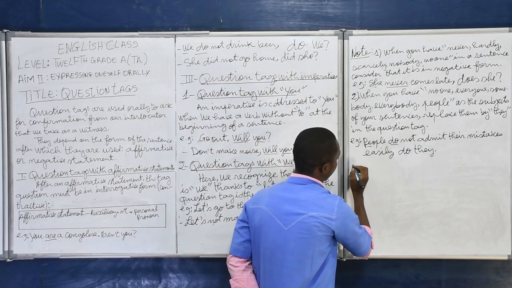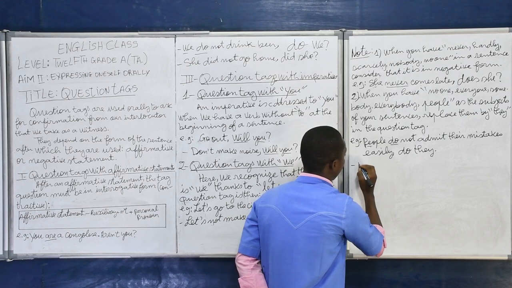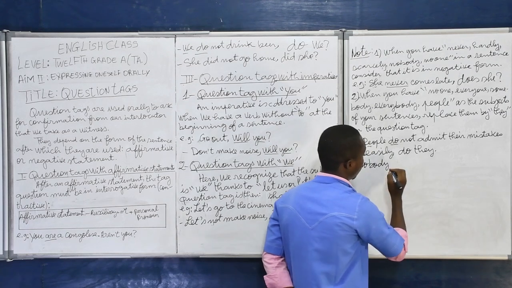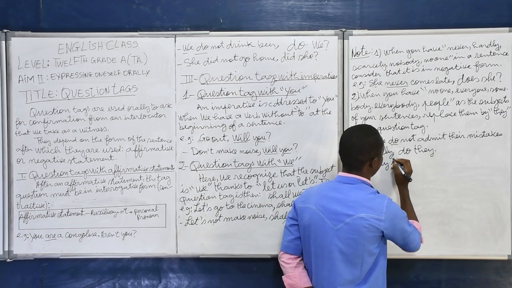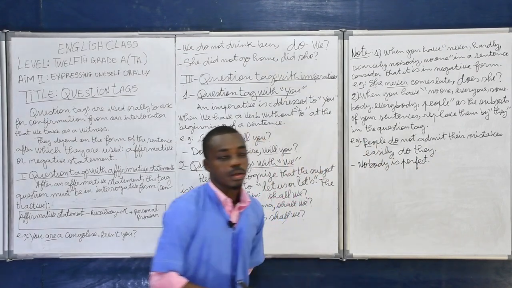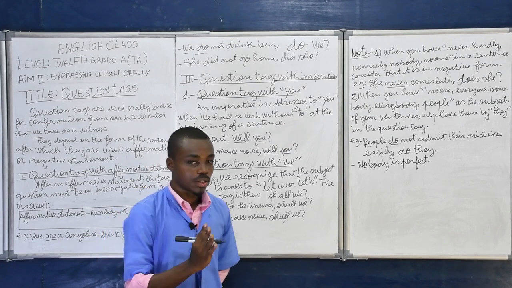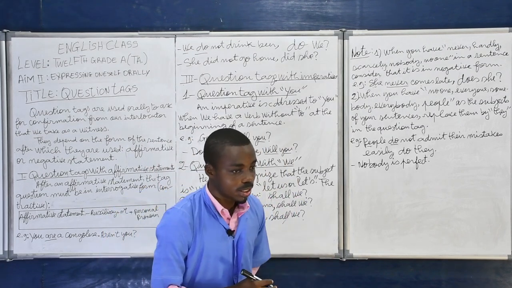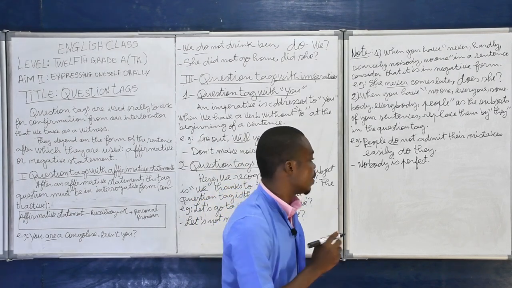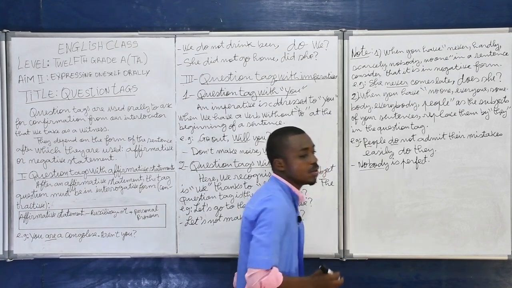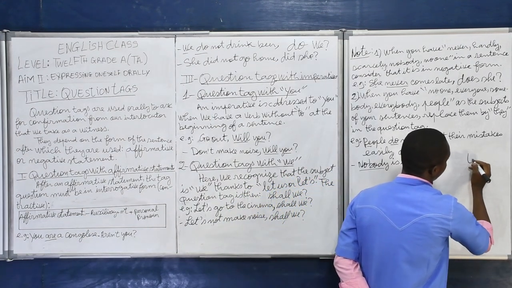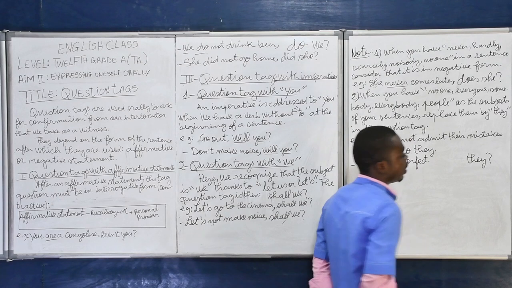If we take another sentence, this is the sentence I like. Nobody is perfect. Personne n'est parfait. Nobody is perfect. Where is the subject? The subject is nobody. Personne. And at the time, we replace nobody by they.